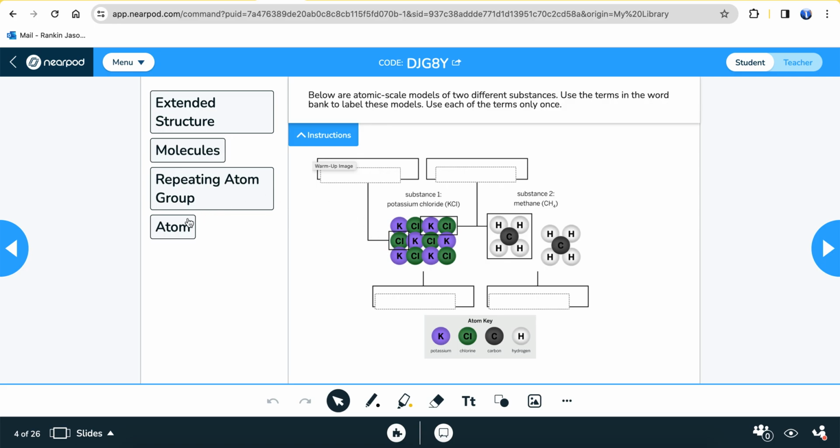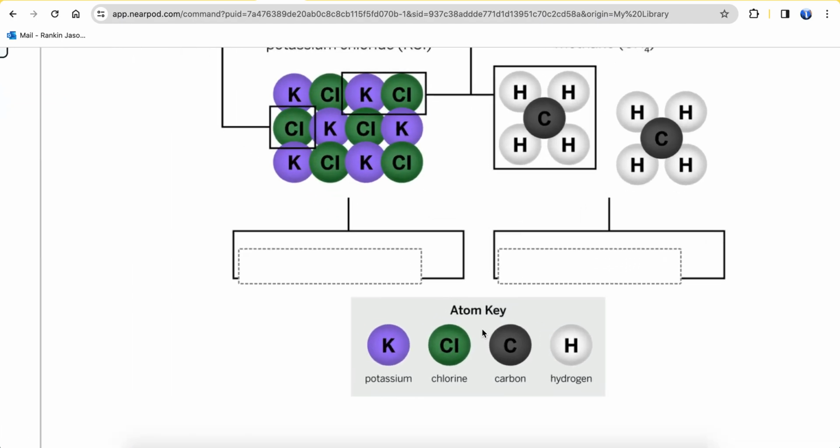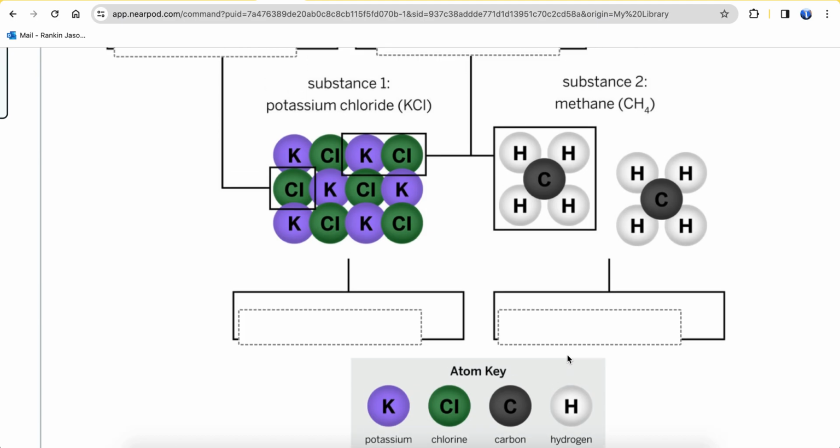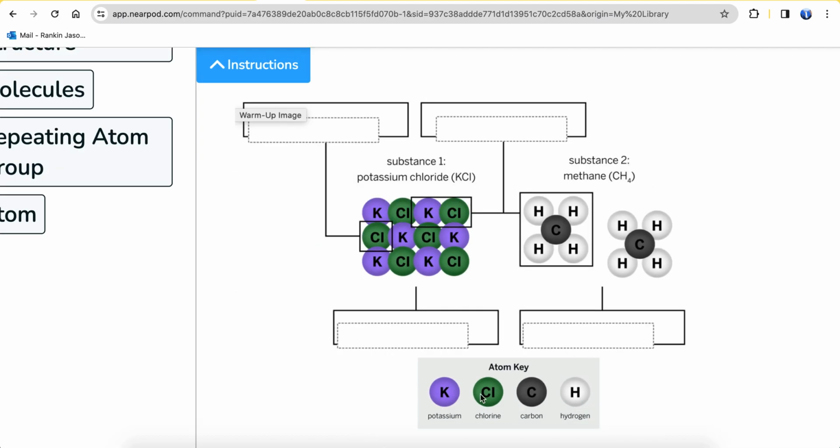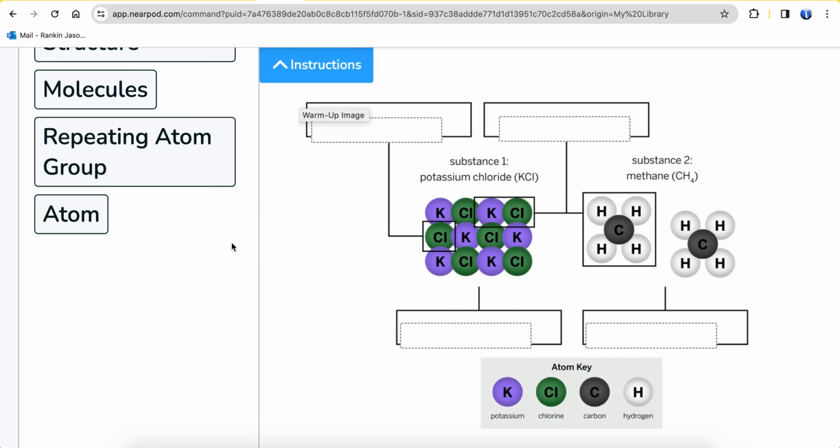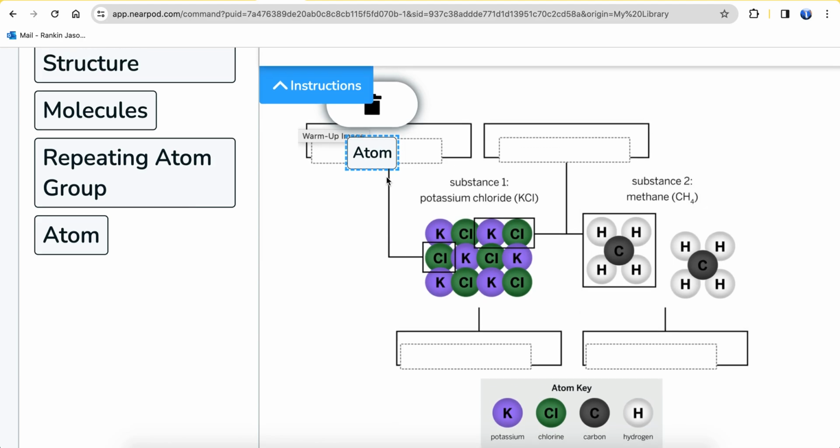So the easiest one we have is atom. That's the easiest one to get. And we have an atom key down below. Your atom key: we have capital K for potassium, capital C lowercase l for chlorine, capital C for carbon, and capital H for hydrogen. Now looking for one single atom by itself, and the only single one by itself would be at that spot. All right, so that one Cl is an atom.